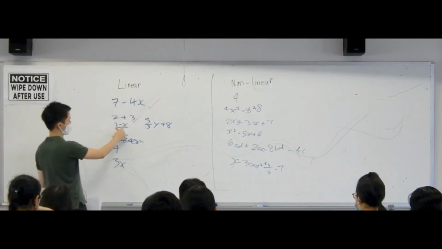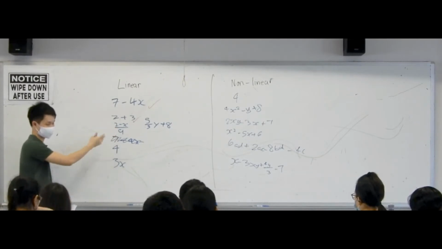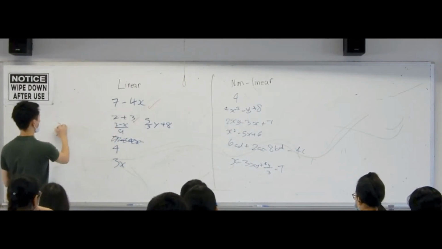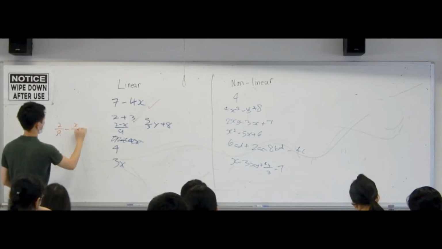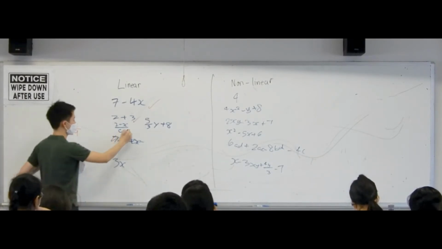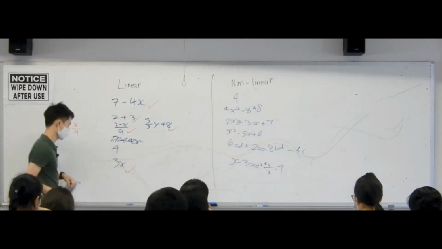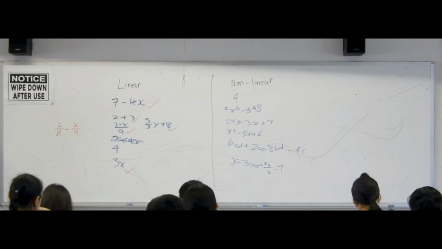So 2 minus x over 9 has only one variable, and there are constant terms here. You can write this as 2 over 9 minus x over 9, which makes it linear as well. This one is also linear. 3x is also linear. Now what about 4? Is it non-linear or linear?